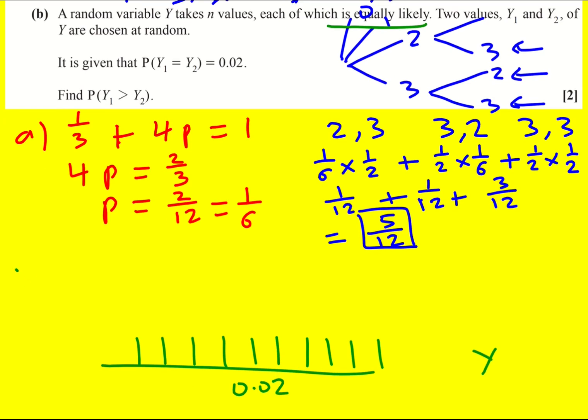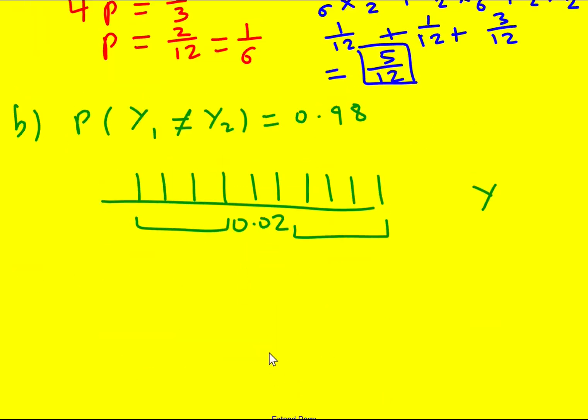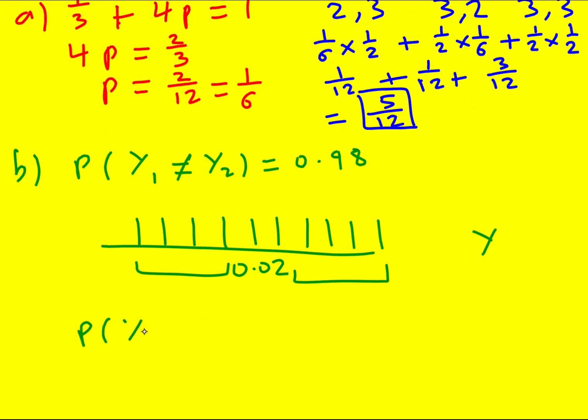What I'm trying to get at with this, actually, is that the probability that y1 is not equal to y2 is going to be 0.98, because it's just 1 minus that. But there's nothing special about this side and this side. Let's say that this is me getting y1 less than, this is me getting y1 is more than. So actually, this is going to be a symmetrical distribution. So it must be that the probability that y1 is greater than y2 is just going to be this divided by 2. It's going to be 0.49.